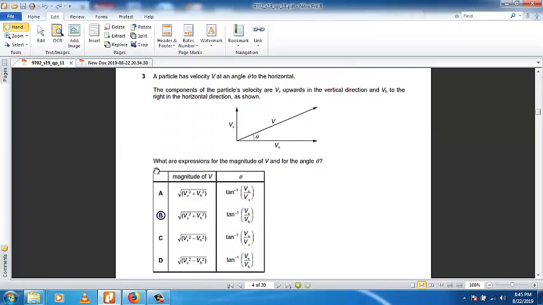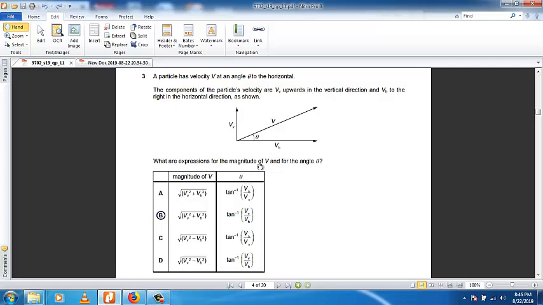Now for question number 3, the particle has velocity v at an angle theta to the horizontal. The components of the particle's velocity are vv upwards in the vertical direction and vh to the right in the horizontal direction as shown. What are the expressions for the magnitude of v and for angle theta? The magnitude of v, we know that it is the square root of horizontal component square plus vertical component square, so either it's A or B.